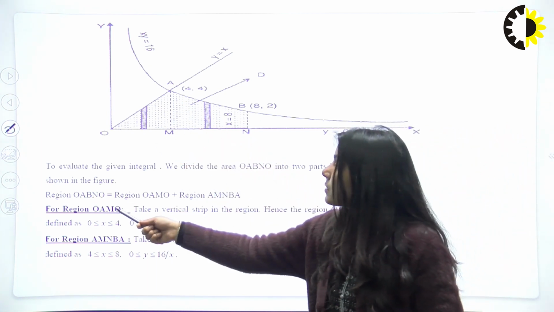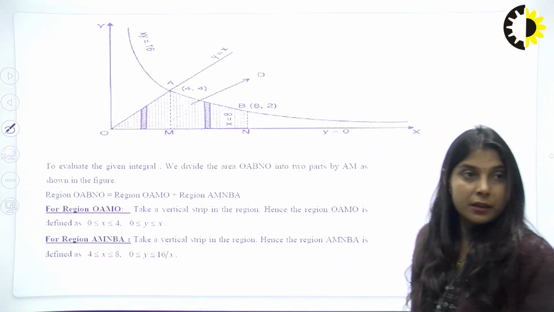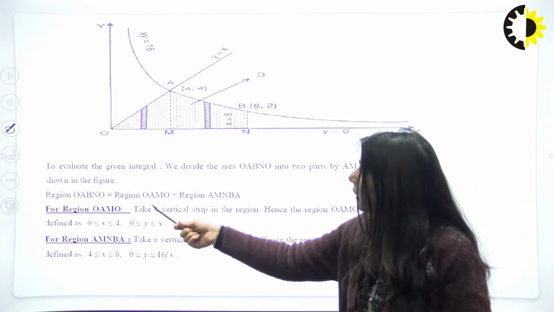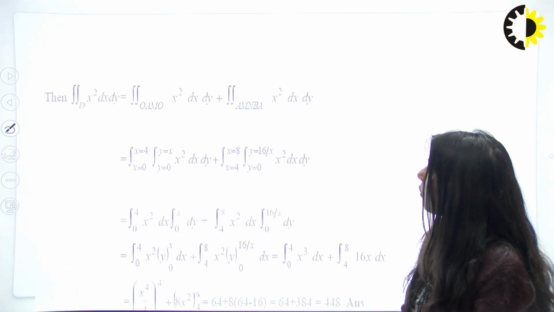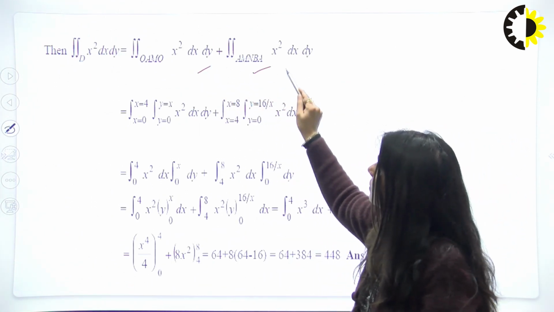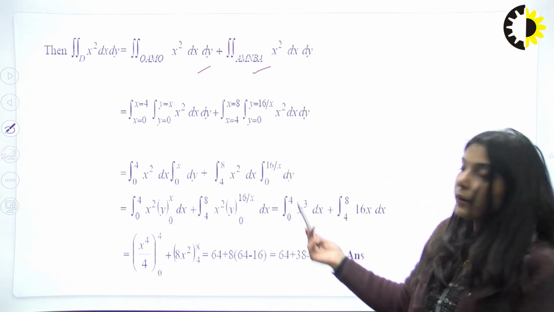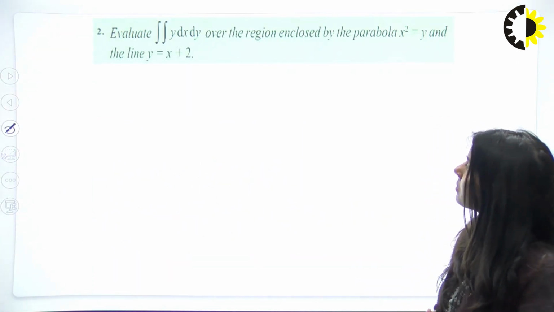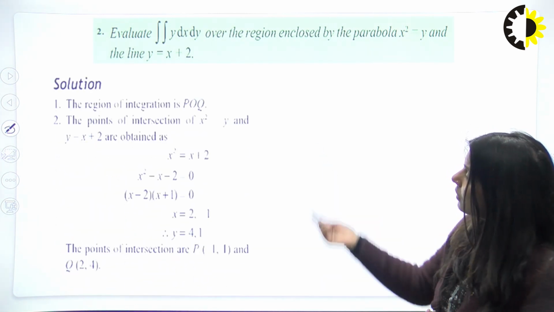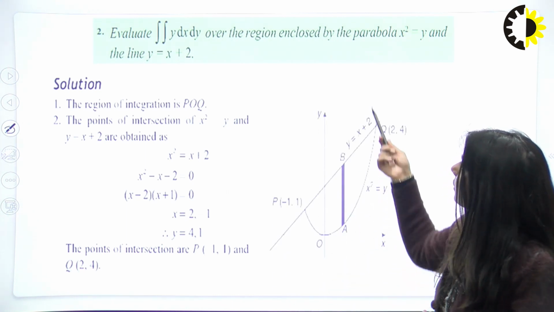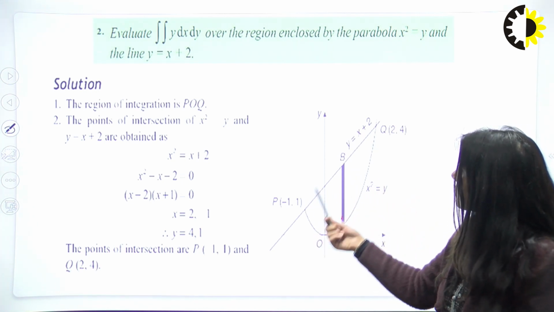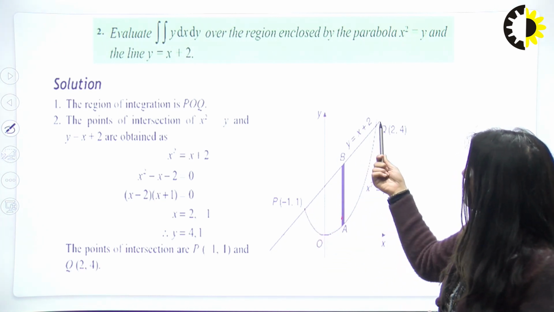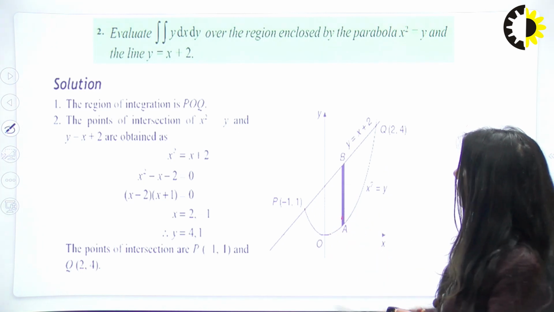Here we have two regions, OAMO and AMNBA. We will find the integration for both the regions and add them to find the whole region. We have already found these types of integrations. Similarly, we can find the integration of y over this region. We will consider the vertical strip and rotate it from here to here, find the intersection points, and then we can find the limit of y and limit of x.